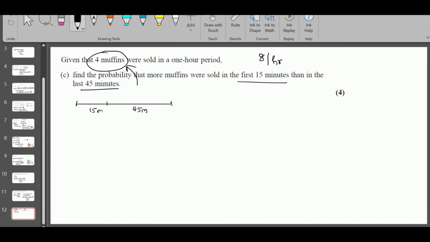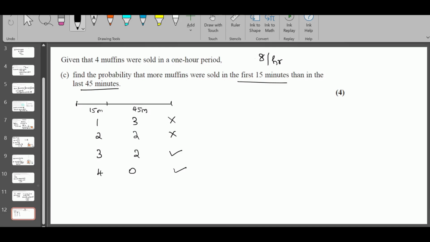What does that mean? That means out of 4, let's say they sold 1 here, 3 here, you cannot take that, because they must have sold more muffins in the first 15 minutes. 2, 2, you cannot take that. If it's 3, 2, yes, they sold more muffins in the first 15 minutes. You can take this. 4, 0, you can take this also. So that's what they are saying. Okay, so we can solve this question by using two different methods. I'm going to show you both the methods now.